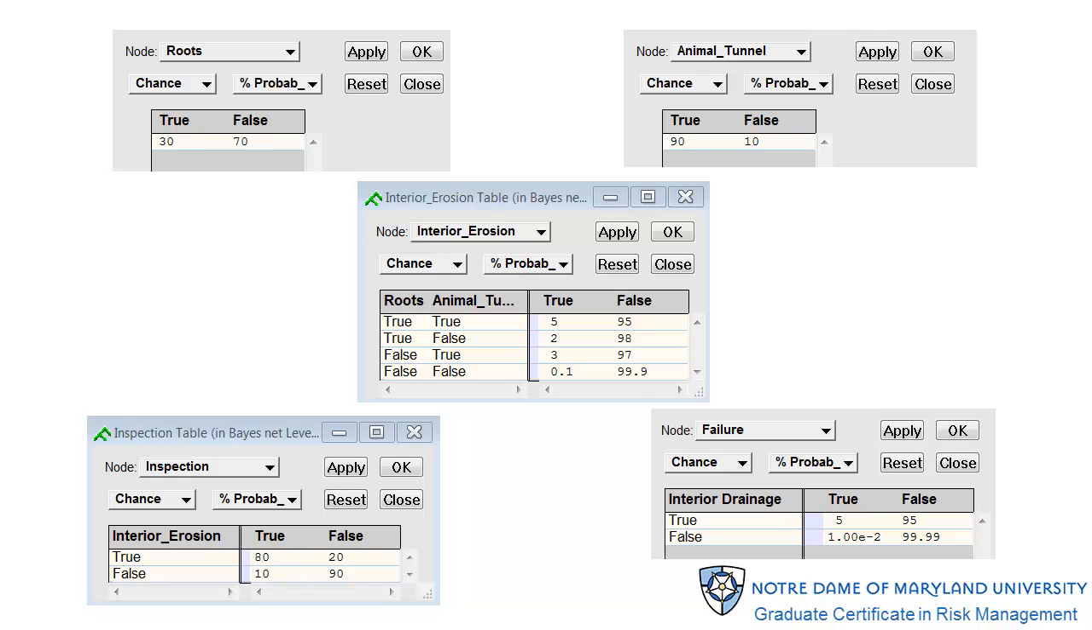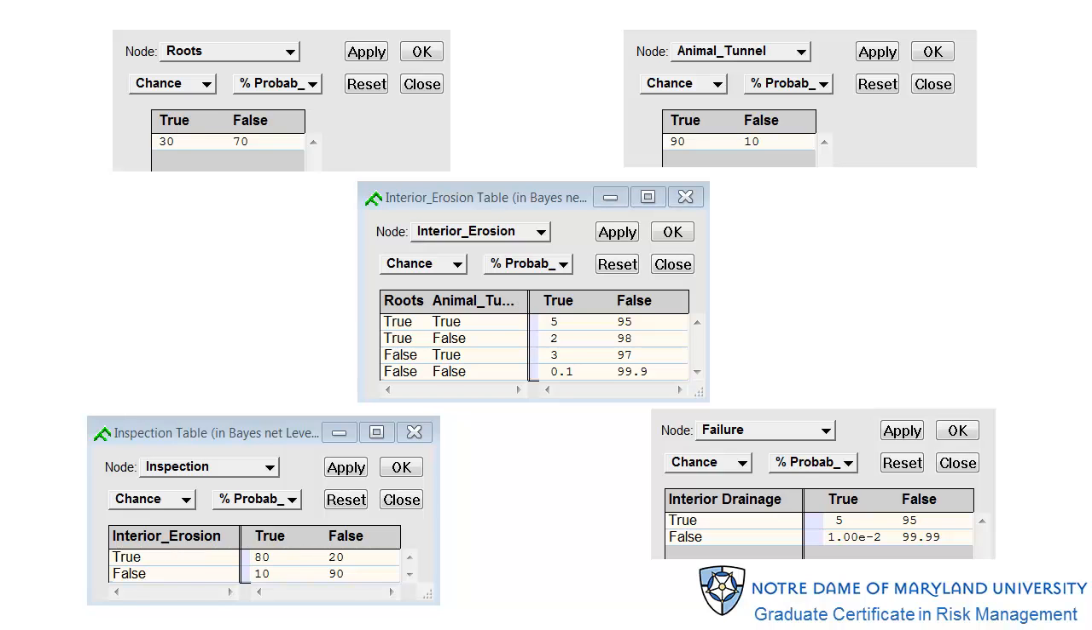In a similar manner, interior erosion is a parent to the last two leaf nodes, and they require two different conditions each. So if there is interior erosion, the probability of failure is 5%. If there is no interior erosion, that probability drops to 0.01%.